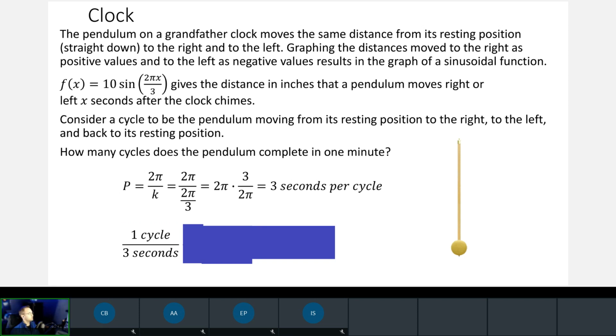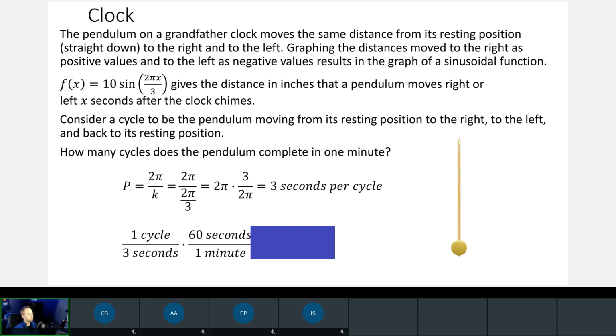So I'm setting up a ratio here. It's 3 seconds per cycle. And we just convert seconds to minutes. How many seconds in a minute? 60, yep. So there's 60 seconds in a minute.